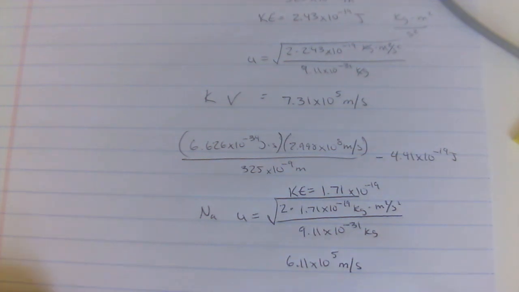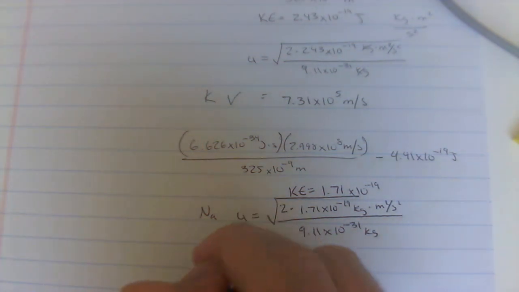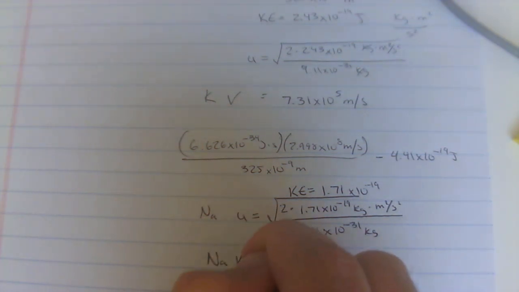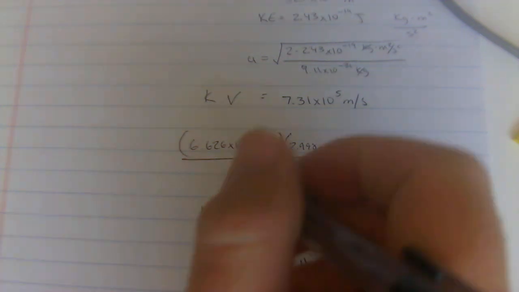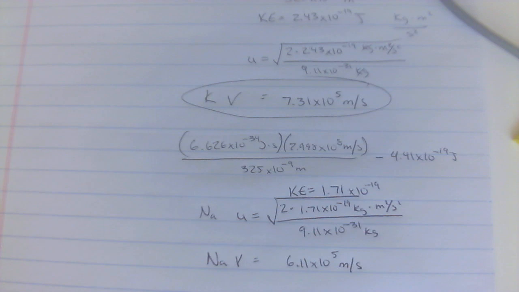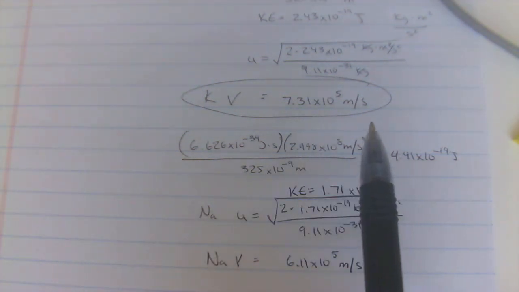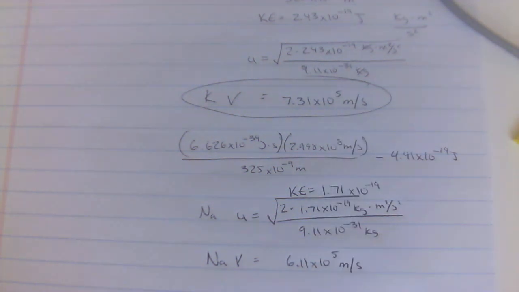The question asks you which one has a higher velocity. Well, this is your sodium velocity, then there's your potassium. Potassium is 7.31 times 10 to the 5th. Sodium is 6.11 times 10 to the 5th. So potassium is going to have a greater velocity. And then the other parts of the question are, what are those velocities? So here's one, and there's 2. If you have any questions, just send me an email.